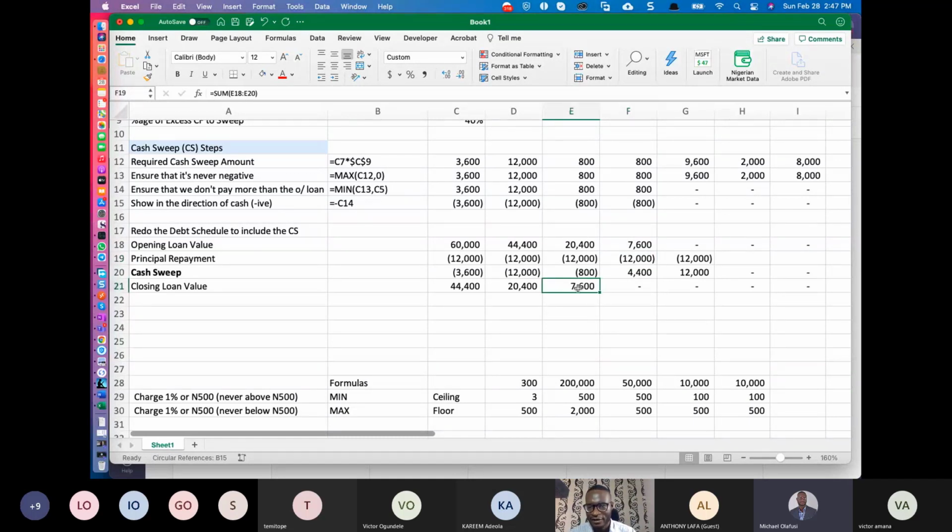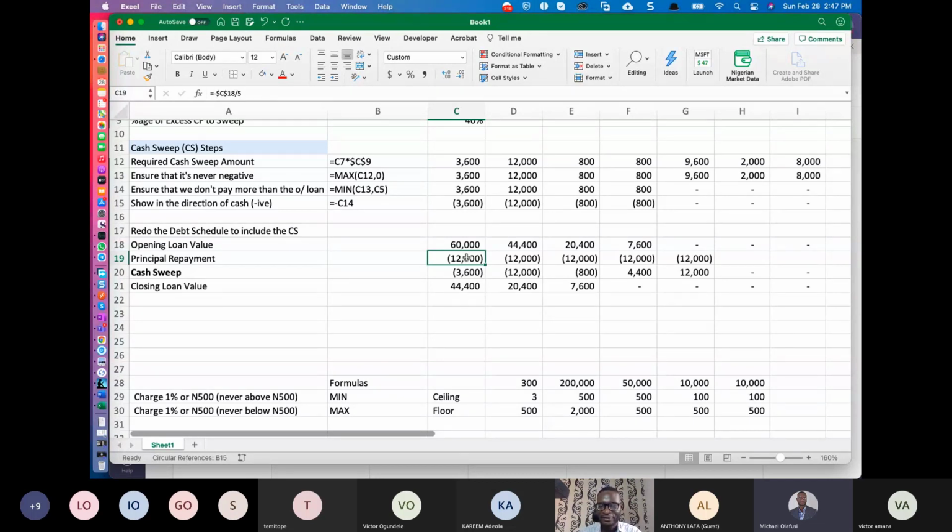Am I making sense? We should have paid exactly this 7.6. Yeah. So what are we going to do to our formula? You've been answering very well before now. So should I do this one, or should I throw it open to the house? What do I need to do to ensure that we do not pay above the outstanding loan? What formula will I use?